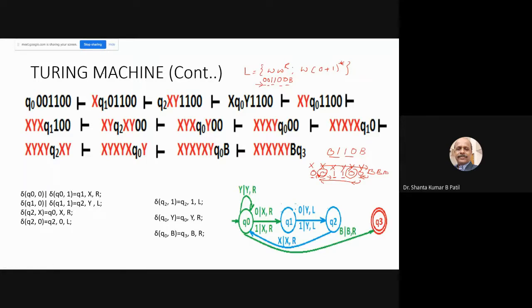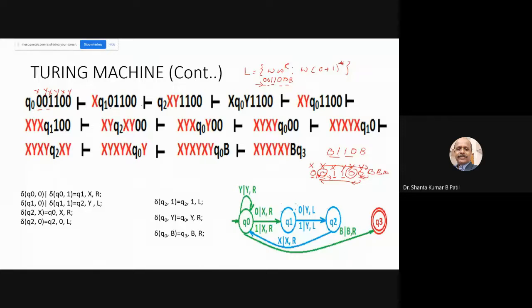Or you can take 0 is equal to 0. Q naught reads 0. It has been converted into X, and the Q1 reads 0. This is equal to this. So this 0 is converted into X. This 0 is converted into Y. This 1 is converted into X. This is equal to this, so this has been converted into Y. This is equal to this, X, Y.